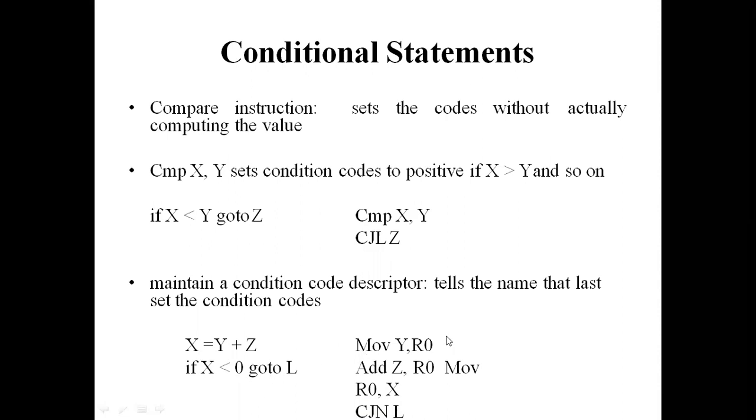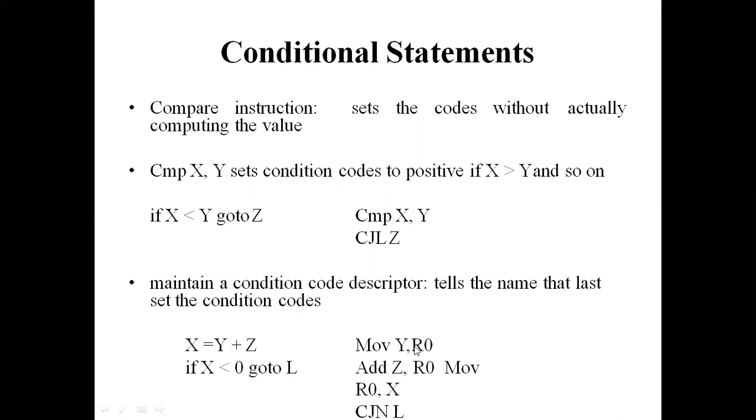See here, it is a negative jump. Here we are implementing the negative jump. It is a positive jump, because without any computation, directly we are comparing these two. That is, with the compare instructions, we are setting the codes without actually computing the values. That's why it is positive. But here, after this, we need to compute the value, right? After computation, we need to compare this.